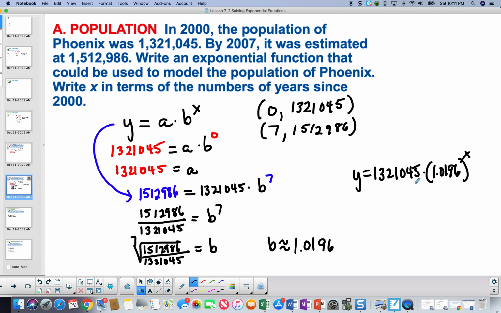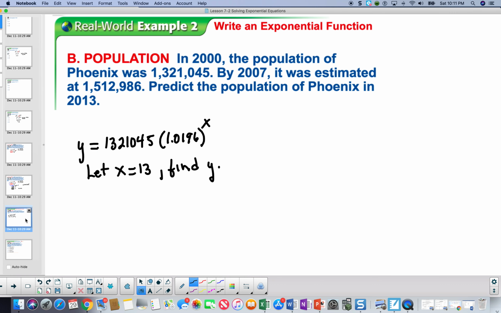And here's what the growth problem looks like with the initial value and the growth factor here. Next question says it has the same stats for 2000 and 2007, but now it says to predict the population of Phoenix in 2013. So what it's asking is let x equal 13 and try to find y. So we're going to try to find the population at that point.